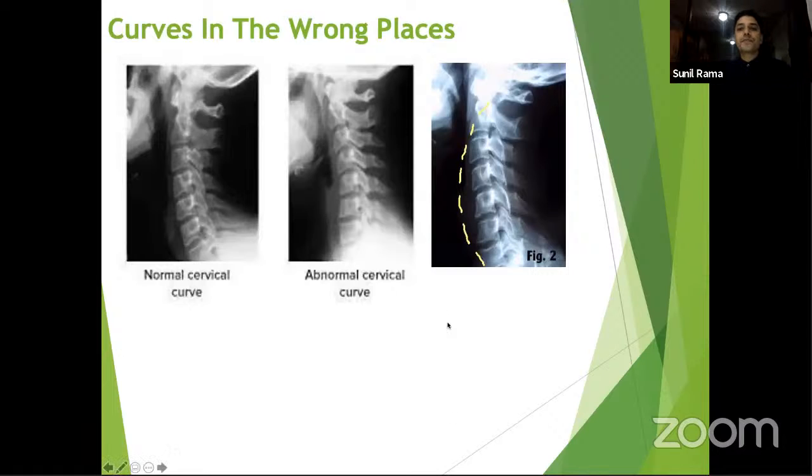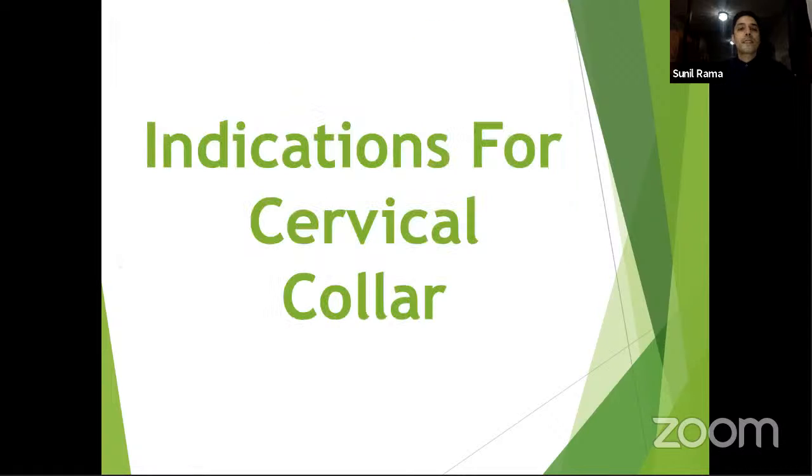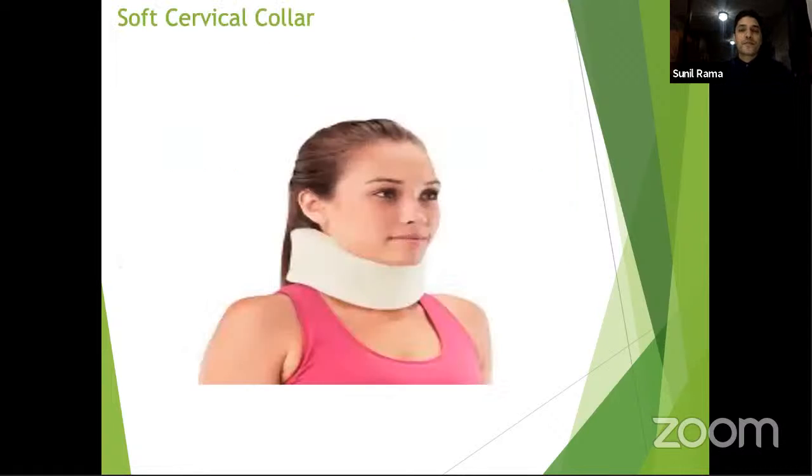Now here in the center, we see an abnormal curve where that cervical spine lordosis has been completely lost. We can even call it a bit of a kyphosis taking place there. And in the image to the right side, we're seeing a completely straight spine. The cervical collar, what are the indications for them?